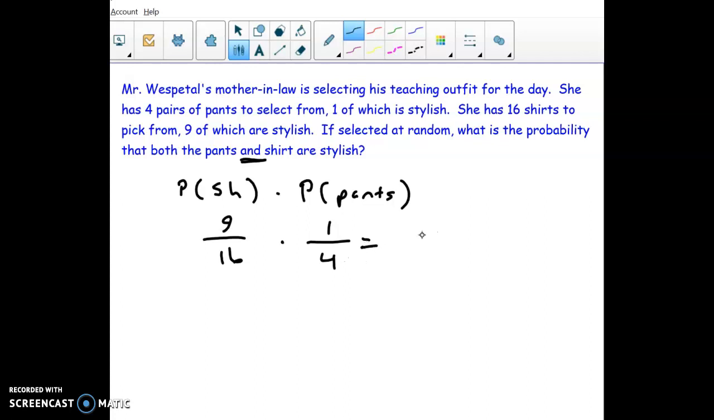Okay, so if you multiply those together, the chances of me getting an overall stylish outfit is not so great. I have to get both of them stylish, then my overall chance is not great. So multiply the numerators, multiply the denominators, and there's only a 9 out of 64 chance that everything comes out great, which is probably about the right percentage.